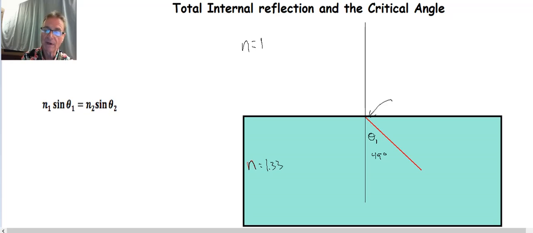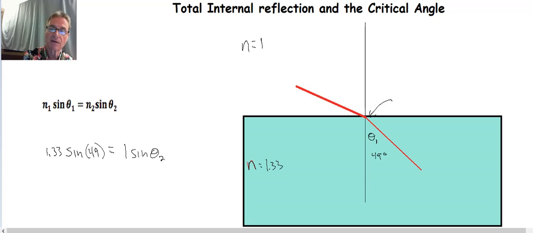Well, n1 in this case is going to be 1.33. And the angle is going to be 49 degrees. So times the sine of 49 degrees. It's going to equal n2, which is 1, times the sine of theta 2. And theta 2, again, is going to be this angle in here. Right, that's going to be theta 2. And we expect it to do something, right? So let's see what we get.